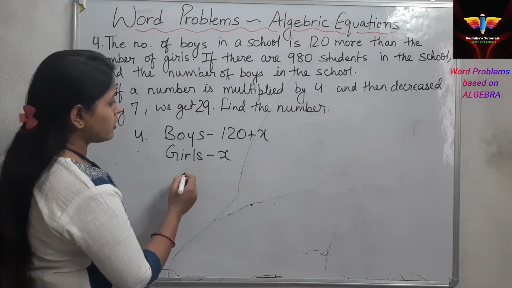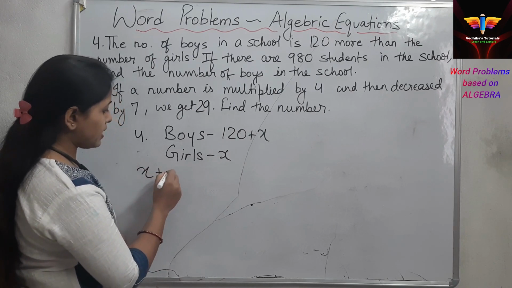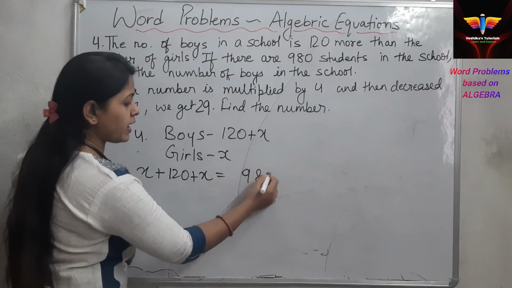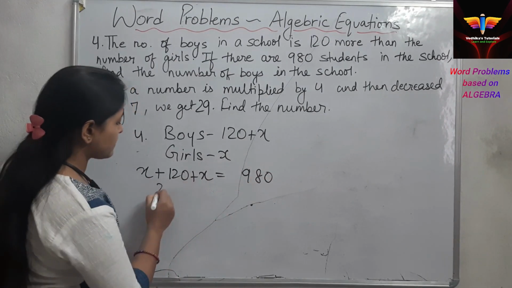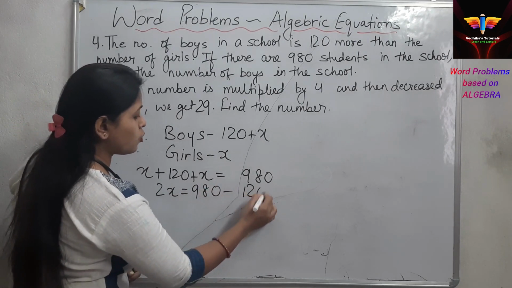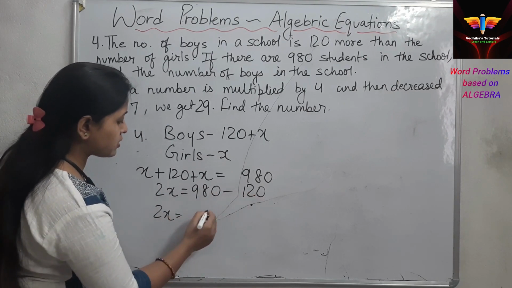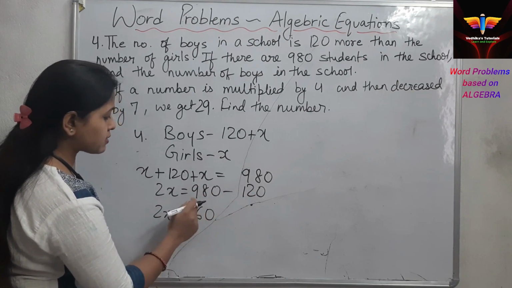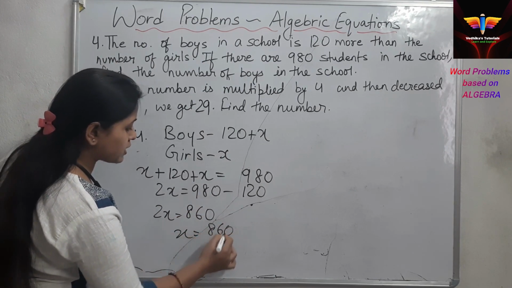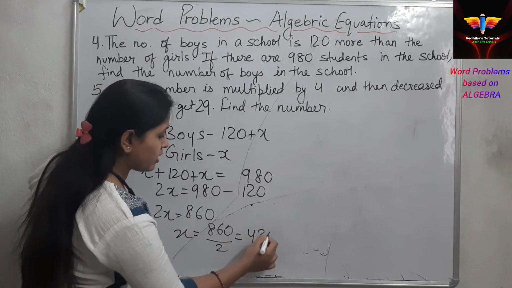So the total number of students is 980. Girls plus boys is equal to total students. So x plus x, 2x, is equal to 980 minus 120, which is 860. So x is equal to 860 divided by 2, which is equal to 430.